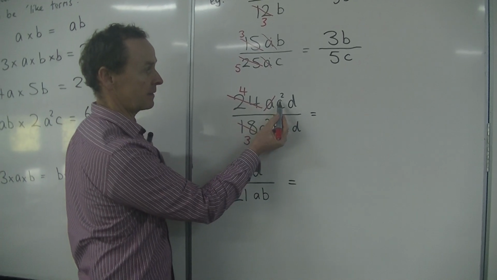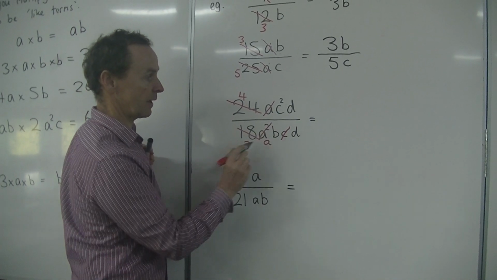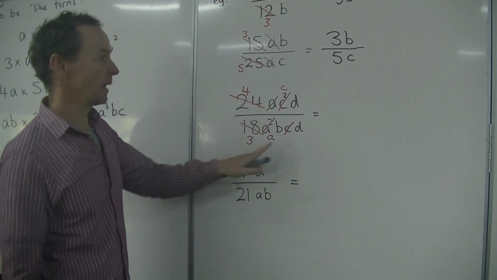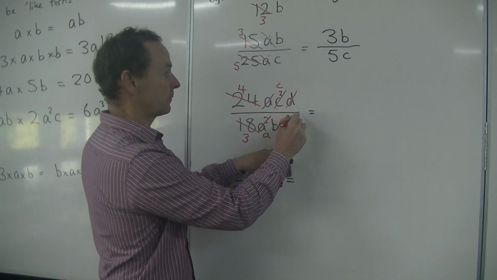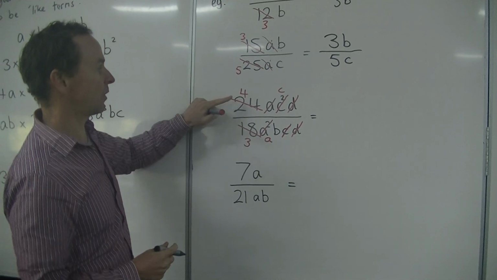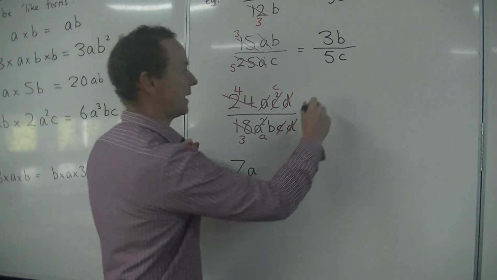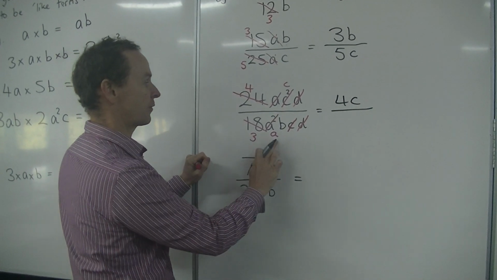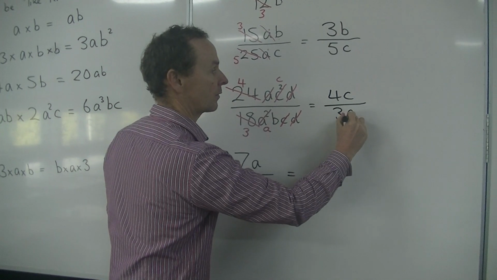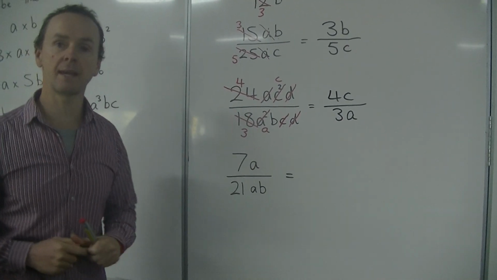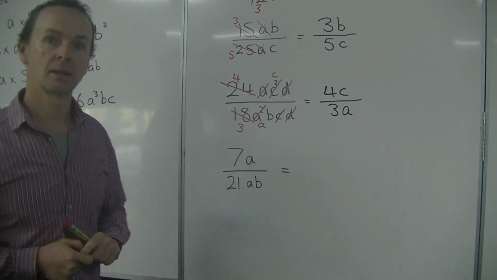There's a C and a C squared. Again, I'm going to cancel that C, and that C squared is just going to be a single C. And a D is on the top and bottom, so those two can cancel. They've gone. So now let's have a look at what we've got left. We've got a 4 and a C, so 4C on the top line. And on the bottom line we've got a 3 and an A, 3A. So all that stuff cancelled, and we're just left with 4C over 3A.